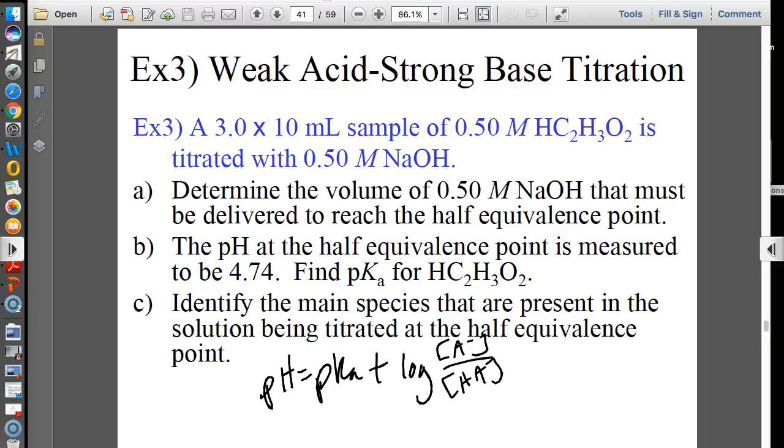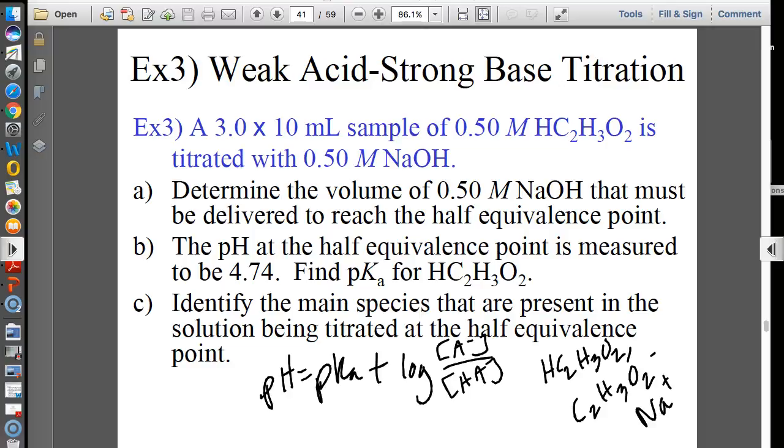Identify the main species that are present in solution at half equivalence point. At half equivalence point, I would have still some acid left. I would have some of the acid neutralized. And then I guess I would have some sodium. The tricky part with a half equivalence point is that you're not going to have any hydroxide. If I'm titrating with a base, all the hydroxide will be used to make water.